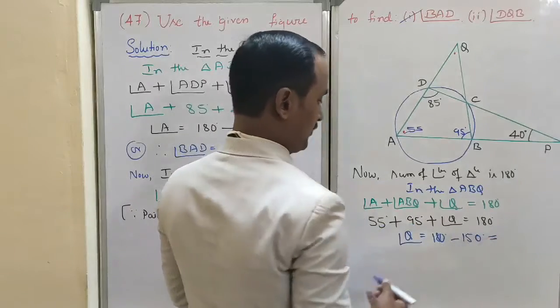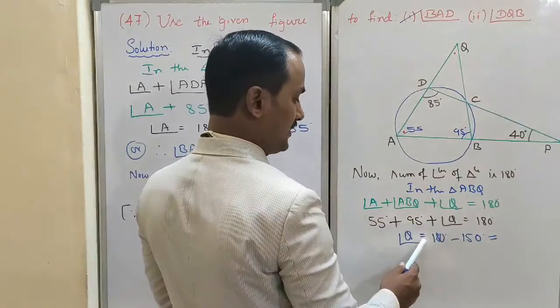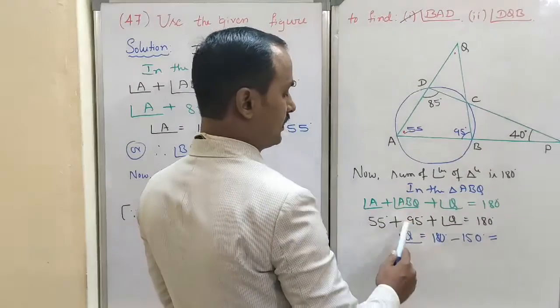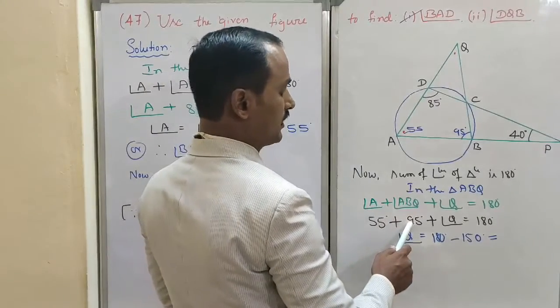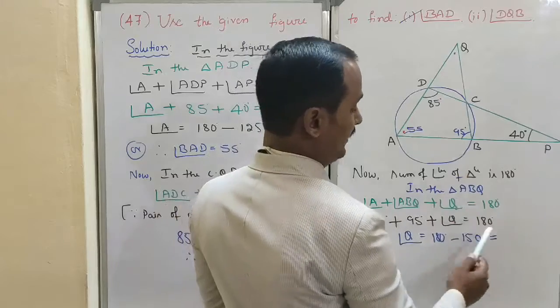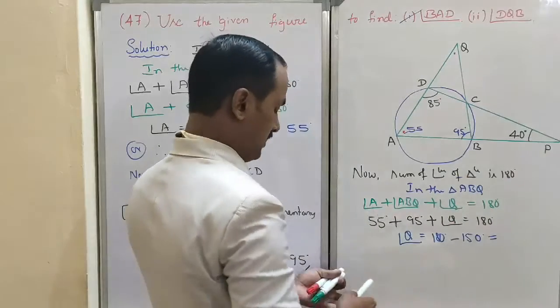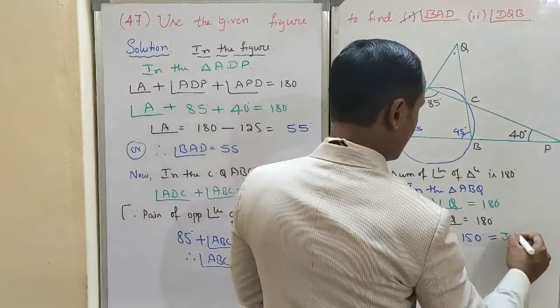150 degree is equal to, how it became, understanding? Angle Q is equal to 180 as it is. These two addition became 5 plus 5, 10, 0, 1 carry, 1 plus 9, 10, 10 plus 5, 15. 150 goes to right side, it becomes minus 150. 180 minus 150, we got 30 degree. This is 30 degree.